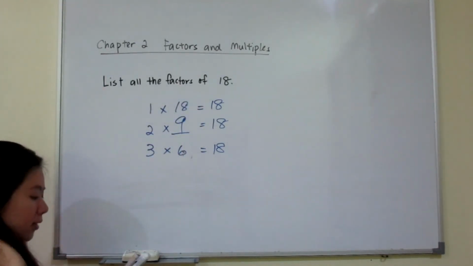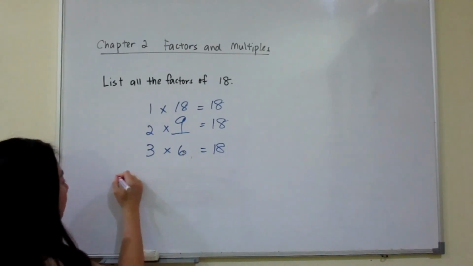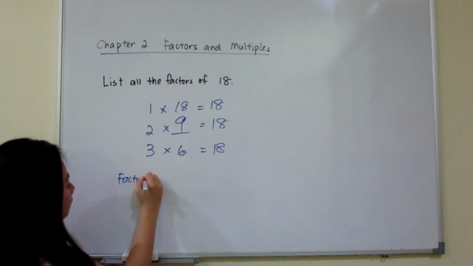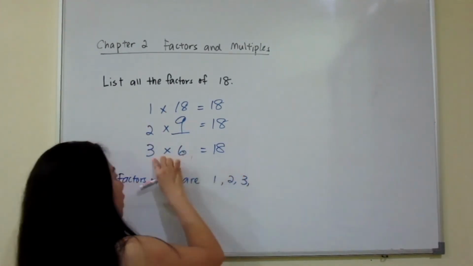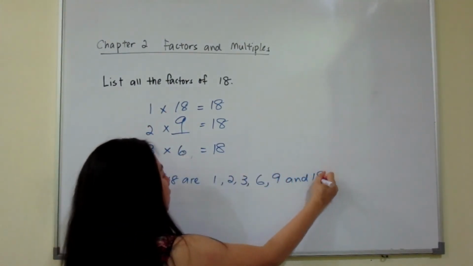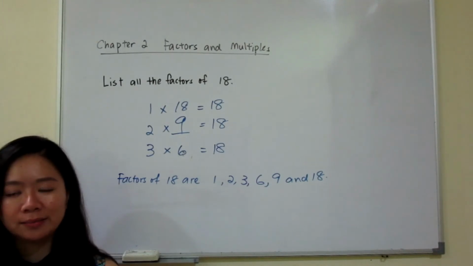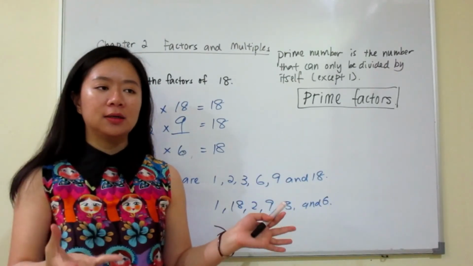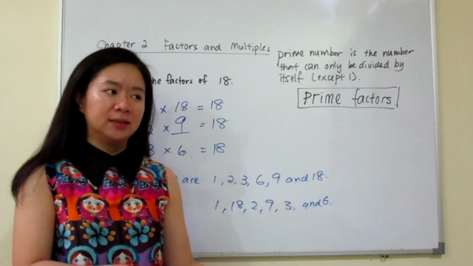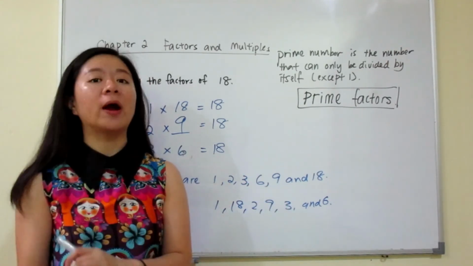So you just need to answer the questions by writing down: factors of 18 are 1, 2, 3, 6, 9, and 18. Okay, so that's it. Next, prime factors are the factors that are also prime numbers.